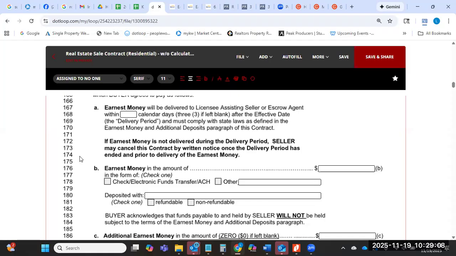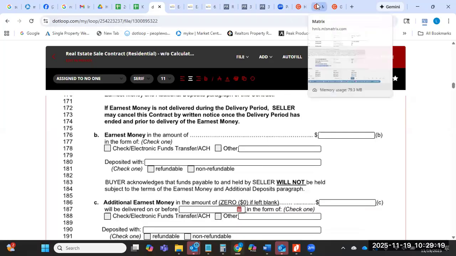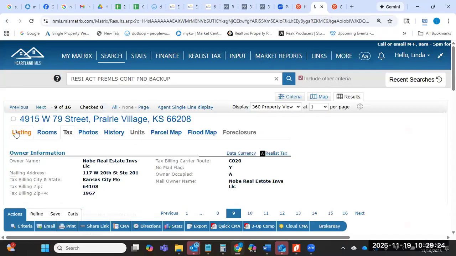And we are telling the seller that that's the form of the earnest deposit, and it can only be used if the seller agrees to accept that. Deposited with, we come back here to MLS. Back to the listing.